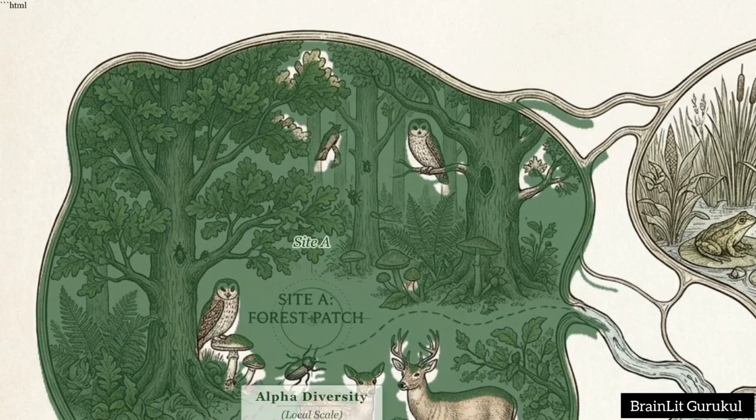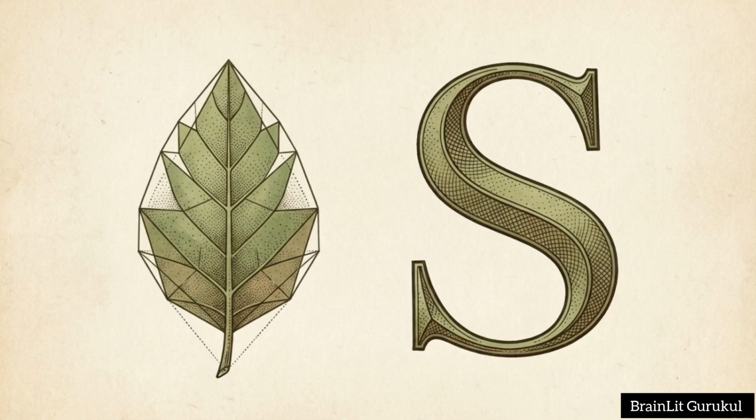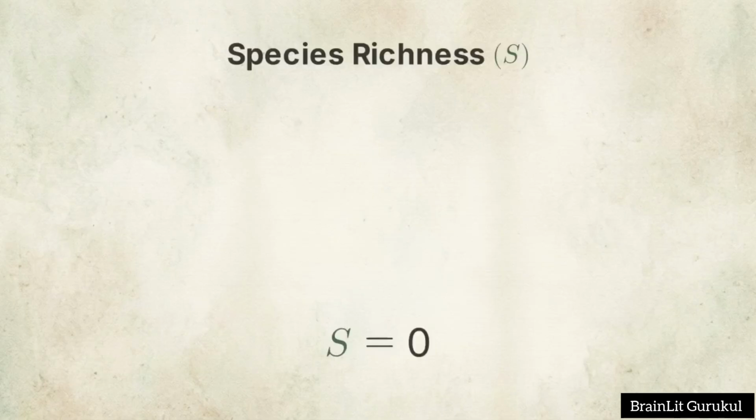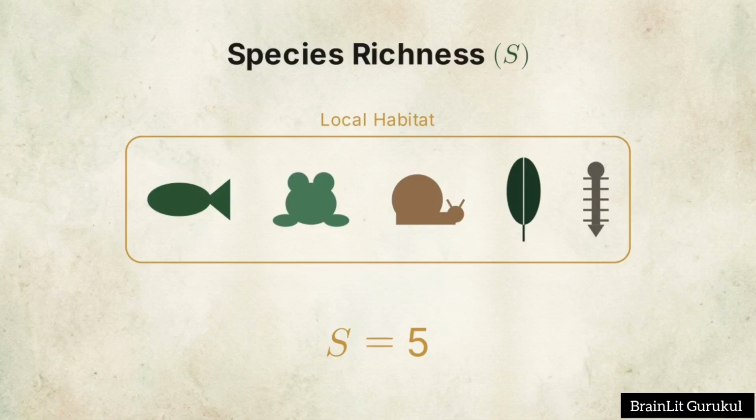It strictly isolates the local environment, stripping away beta diversity, which compares turnover between different habitats, and gamma diversity, which calculates the total regional landscape. To measure this isolated site, the most instinctive method is to calculate species richness, represented by the variable S. This is simply counting the total number of distinct species present in the habitat.